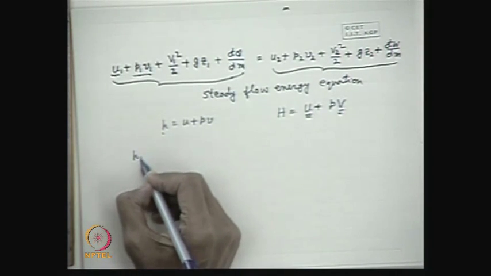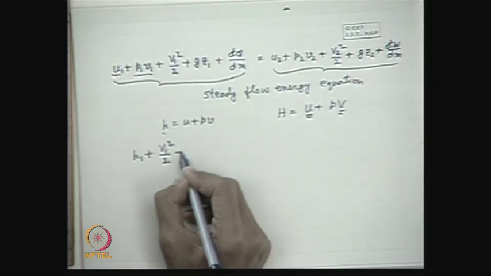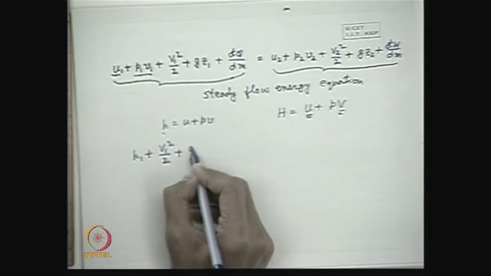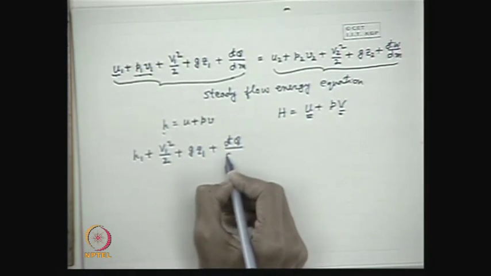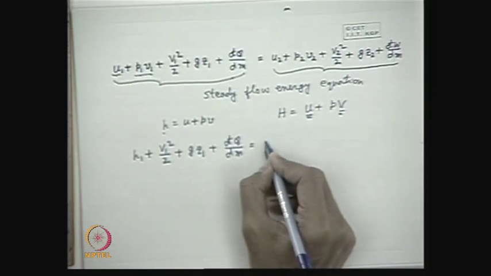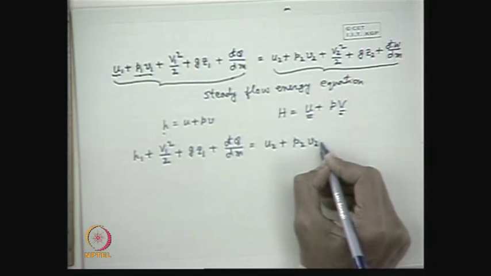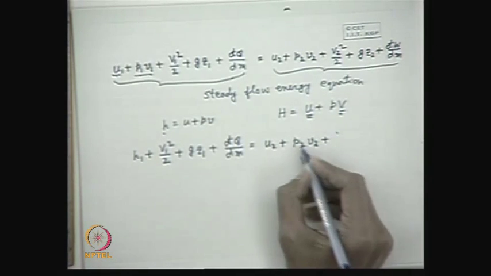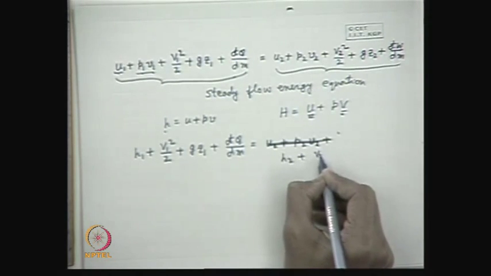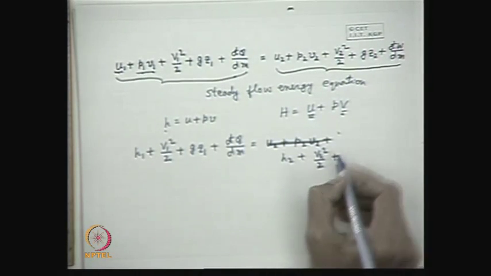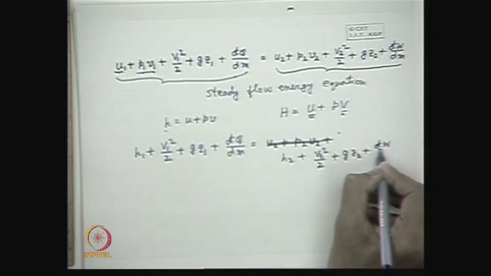So, therefore, we can write the equation in terms of the enthalpy quantities: V1 square by 2 plus gZ1 plus dQ/dm is equal to u2 plus p2v2, which we are writing as h2, plus V2 square by 2 plus gZ2 plus dW/dm.